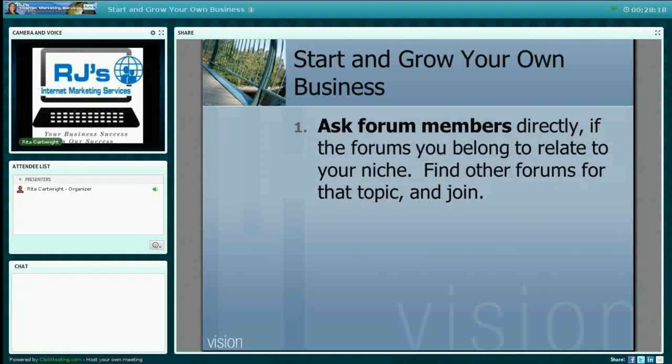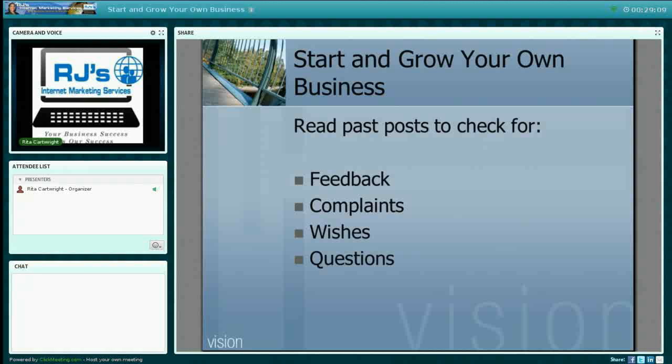So at this point, we can abandon generalities and start digging down into specifics. You can find out what your target market, your target client, most urgently wants by utilizing a number of research tactics. And at the top of the list is simply asking. You can do this in a number of ways. So let's start with online. Ask your forum members. Hopefully you belong to forums that relate to your niche. Read the past posts to check for feedback, complaints, wishes and questions. These will provide important clues if you know how to listen.